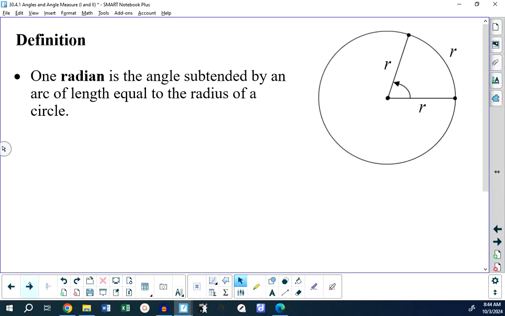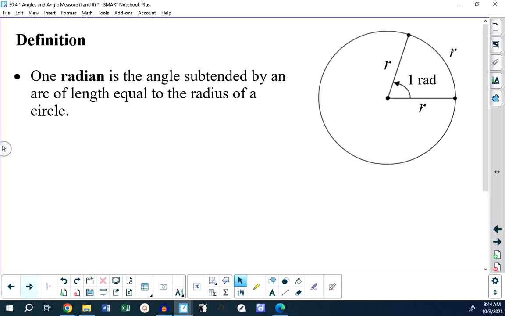So if you were to take a piece of string on this circle and stretch it out so that it is the length of the radius and then wrap that string around the circle, you would be creating an angle of 1 radian. So that's the connection between the words, is that each radius creates 1 radian. Each radius of arc length creates 1 radian of angular measure.